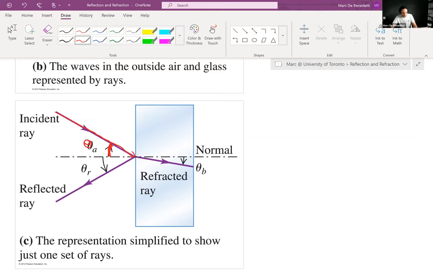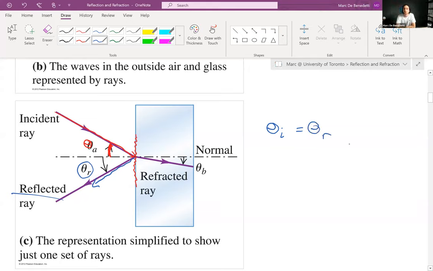And the law of reflection says that if it hits a reflective surface, so this could be a piece of glass or a mirror, what have you, then the light ray will reflect at an angle theta r in such a way that the incident angle is going to equal the reflected angle.